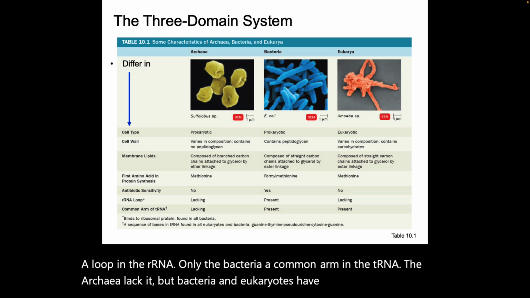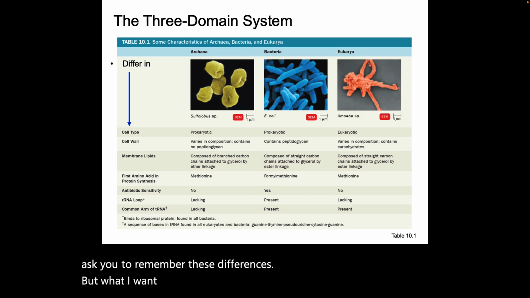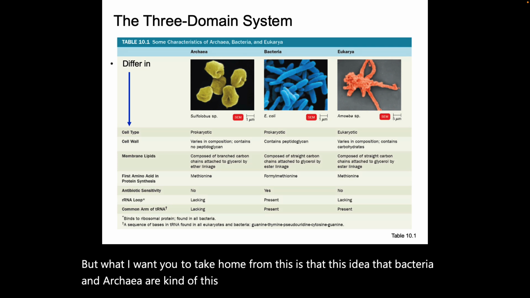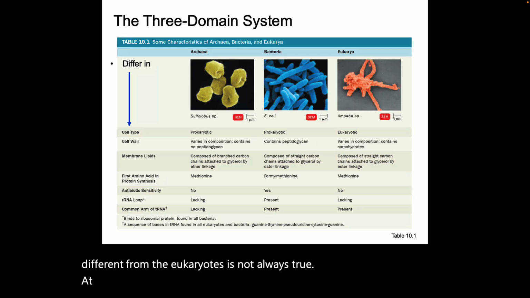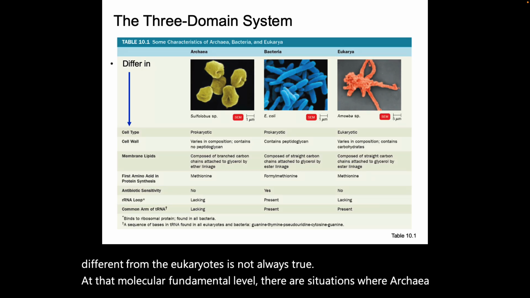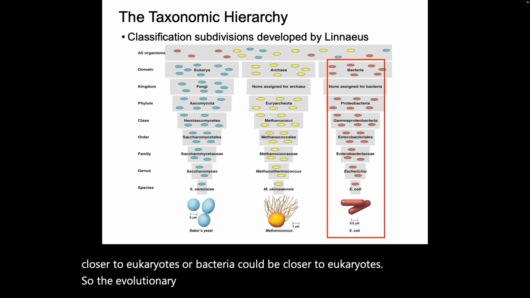Again, I'm not going to ask you to remember these differences, but what I want you to take home from this is that this idea that bacteria and archaea are a conglomerate of prokaryotes and are so different from the eukaryotes is not always true. At that molecular fundamental level, there are situations where archaea are closer to eukaryotes, or bacteria could be closer to eukaryotes. So the evolutionary relationship is just a little bit more complicated than we thought.